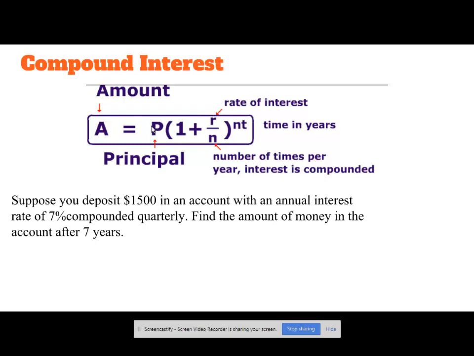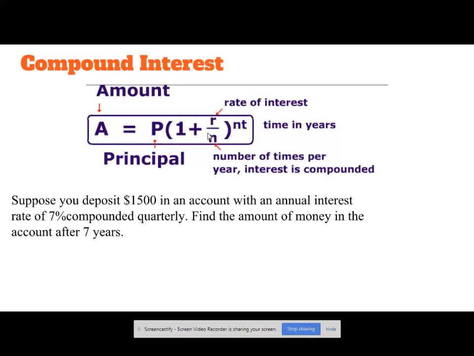The principal is how much you invested, your original investment, or how much you borrowed. So if you borrow money to buy a car, that's your principal. 1 is 1. R is the rate and interest. With this formula, you have to write your interest as a decimal. 7% interest is going to be 0.07 as a decimal. Compound interest formula requires that you use the rate as a decimal.